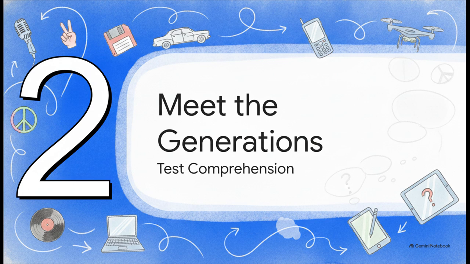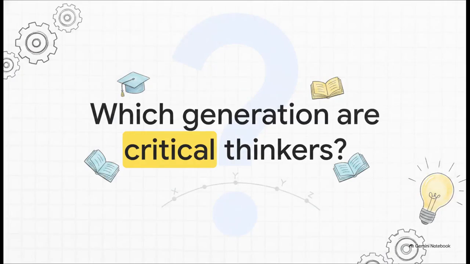All right, it's time to meet the generations and test your reading comprehension. Great job on the vocabulary. Now let's put that new knowledge to the test. We're going to do a quick reading comprehension check based on our source text. I will give you a description, and I want you to guess which generation I am talking about. Ready? Here is your first question. Which generation is known for being critical thinkers who achieved higher levels of education than previous generations?